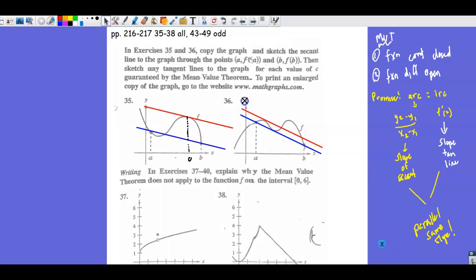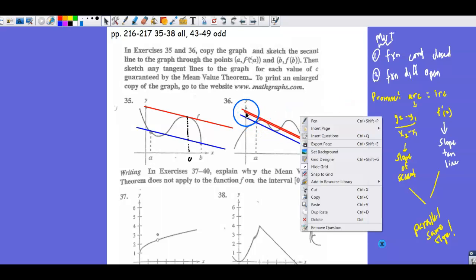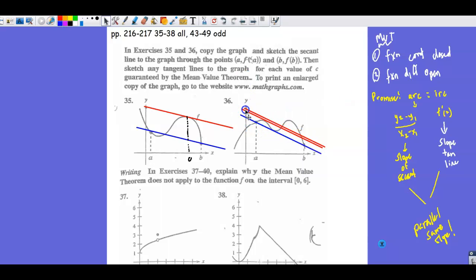And I'm going to slide. And so, whoa, there is a value of c. So notice that that red line is tangent, but I'm pretty sure that there's going to be another one. So I'm going to copy and paste. Oh, they're so close to each other. Another line. Because if I go back to the original and I keep sliding, there is another place where the tangent line is parallel to the secant line. So in this case, there are two times where the mean value theorem is true.